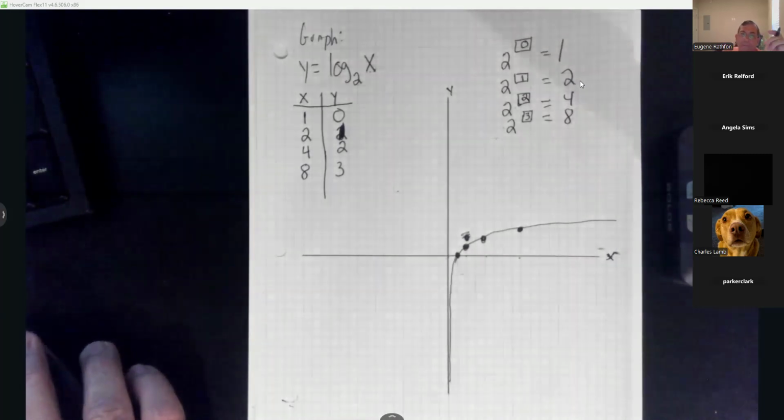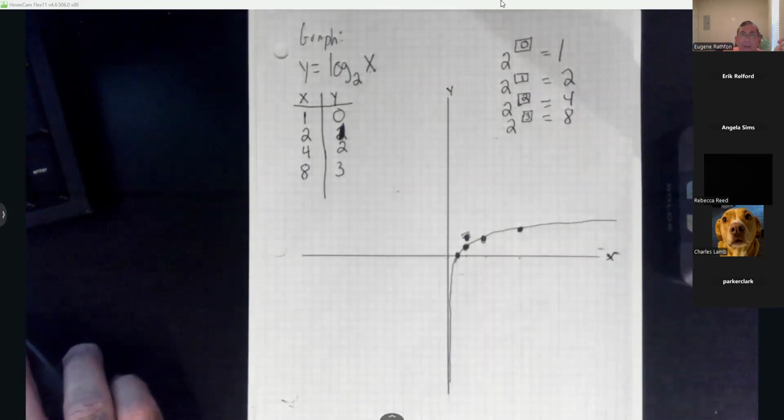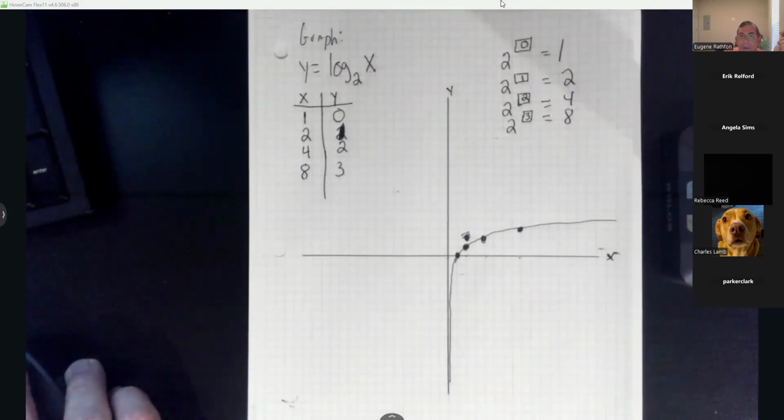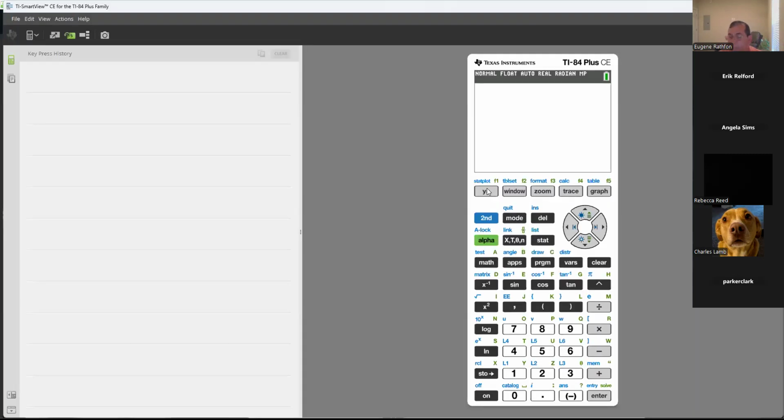So if you want to do these on the calculator, let me share the calculator. Now, since I got a log with a little 2 for the base and then my x, let me show you where you got to get that at. So go to y equals. You're going to click the math button, and on the math button, you're going to arrow down until you find the log base. Once you got the log base, you click enter.